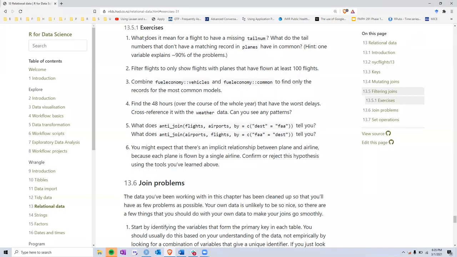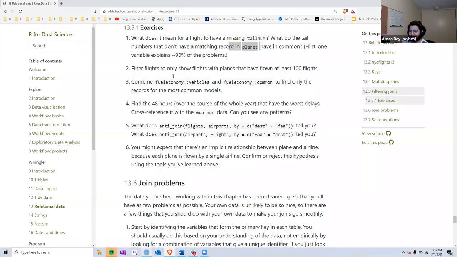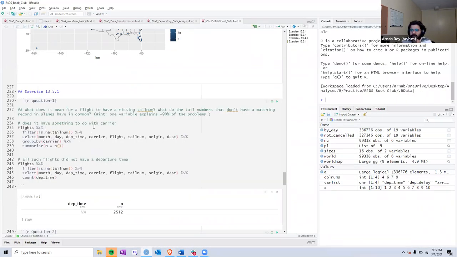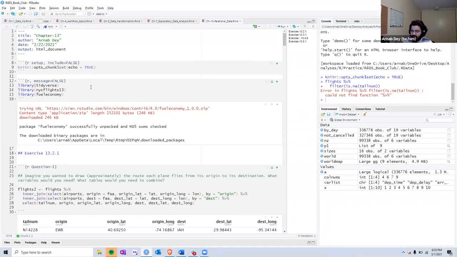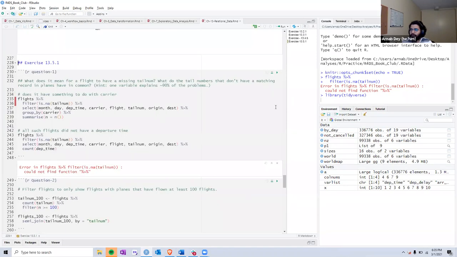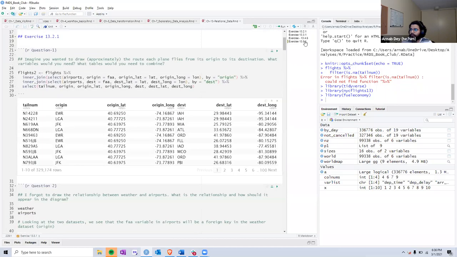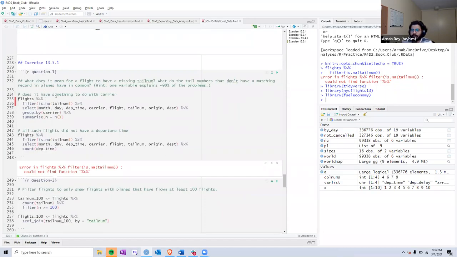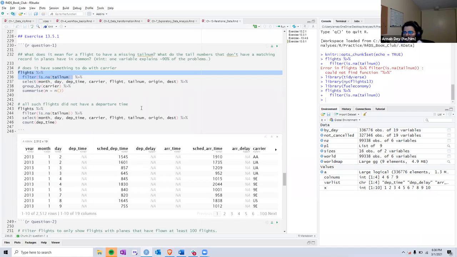The first one was, what does it mean for a flight to have a missing tail number? What do tail numbers that don't have a matching record in planes have in common? So first, I identified cases where the tail numbers were missing, and there are quite a few. And then the question was, what do these flights have in common?